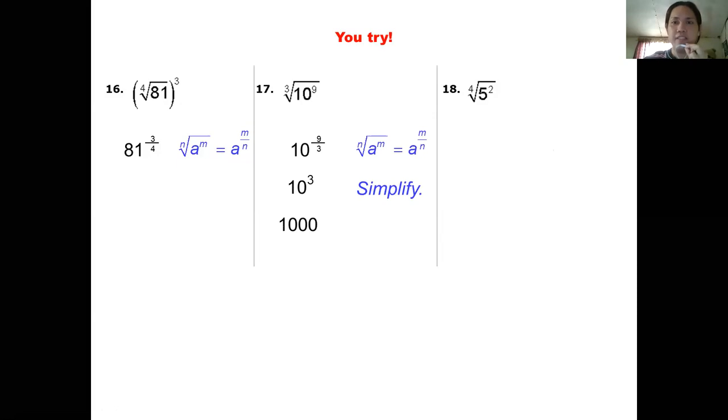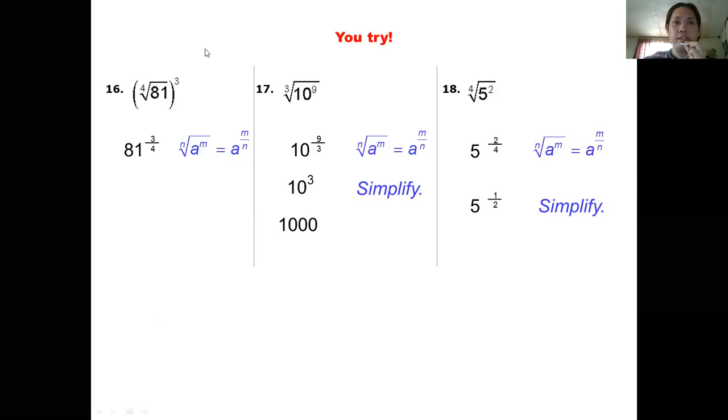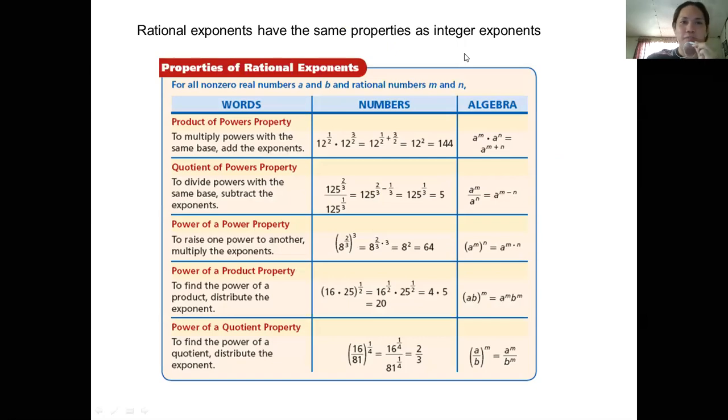The other one, the fourth root of 5 squared. Rewrite it again in a fractional form using the pattern 5 to the power of 2 over 4. Then simplify the exponent, so 1 half. So 5 to the power of 1 half. Or if you want to rewrite it in a radical form, then you can rewrite this as the square root of 5. Wow, amazing. Isn't it interesting? So let's proceed to the rational exponents rules.